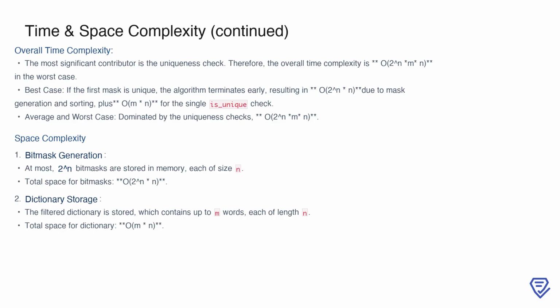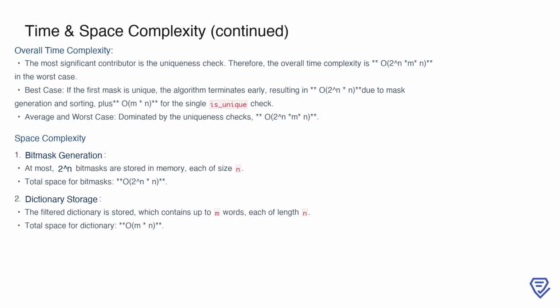Considering all these steps together, the overall time complexity is dominated by the uniqueness checks, resulting in 2 to the power of n times m times n in the worst case. In the best case, if the first mask evaluated is unique, the algorithm terminates early. Here, the time complexity reduces to 2 to the power of n * n for mask generation and sorting, plus m*n for a single uniqueness check. However, in average and worst case scenarios, the term 2 to the power of n times m times n dominates.